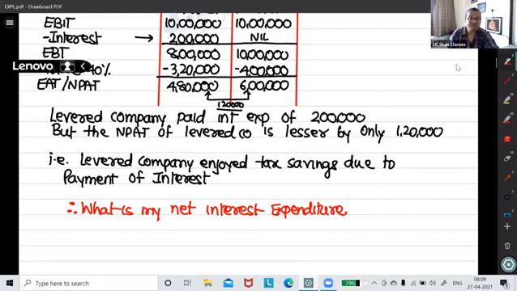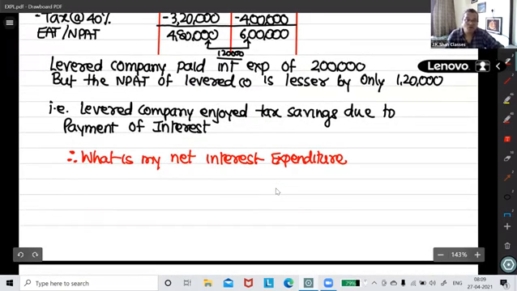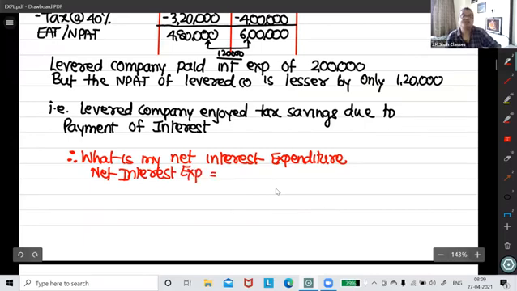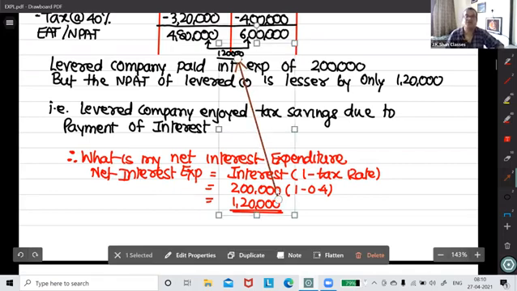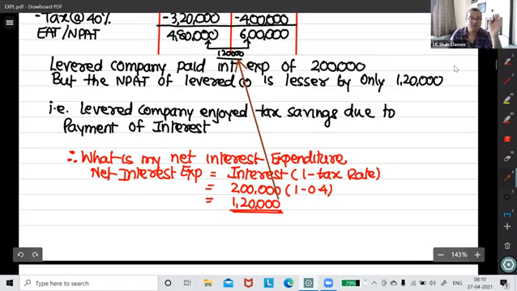So whenever I talk about the effective or net interest expenditure, how do I calculate that? Net interest expenditure is equal to interest into 1 minus tax rate. Simple. Our interest expenditure is 2 lakh. Tax is 40%, so do 1 minus 0.4, which is 0.6. So 2 lakh into 0.6 is 1,20,000. The actual difference is only 1,20,000, so I've saved 80,000 in the form of tax. Everybody agrees on this? Fine.